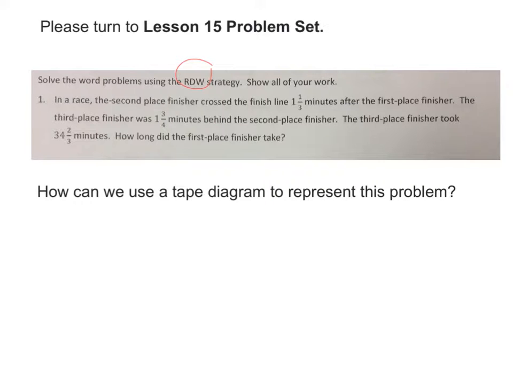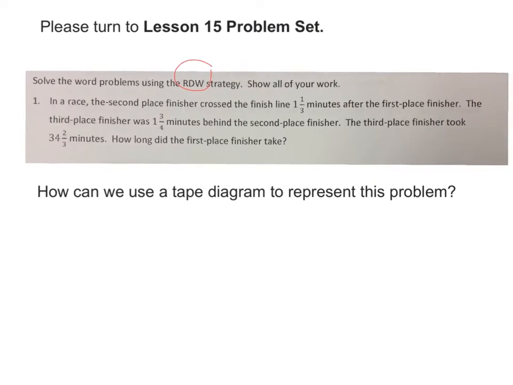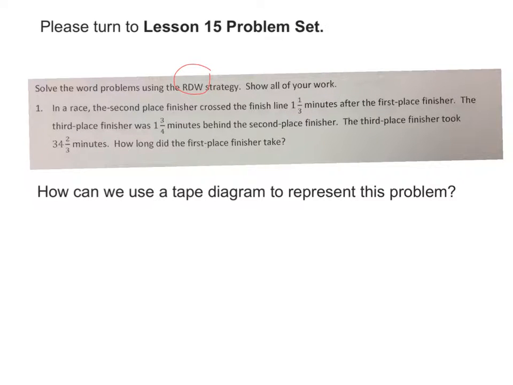Anushka, please turn to your lesson 15 problem set. If you read the directions, it says solve the word problems using the RDW strategy. Remind me again, what does the R stand for? Read. So your first step is to read. What does the D stand for? Draw. And then what does the W stand for?